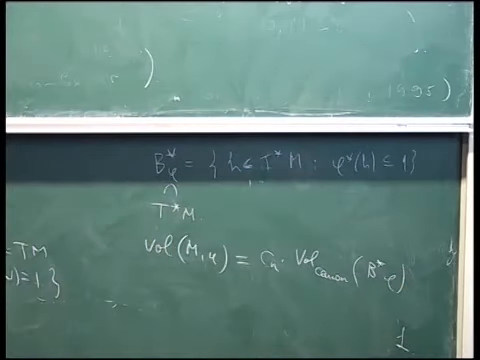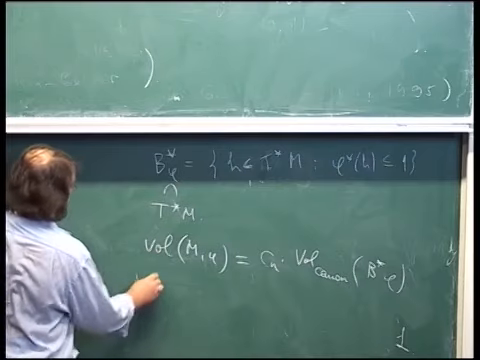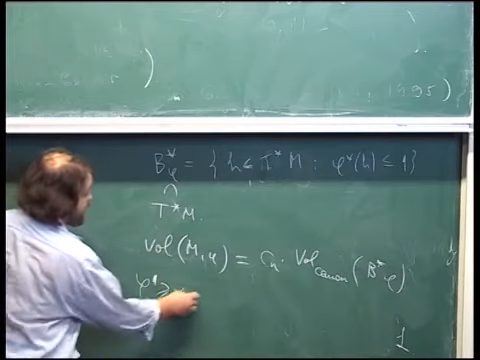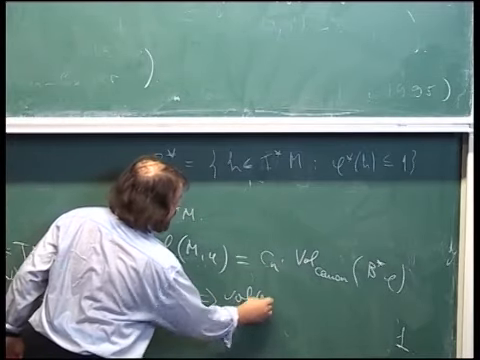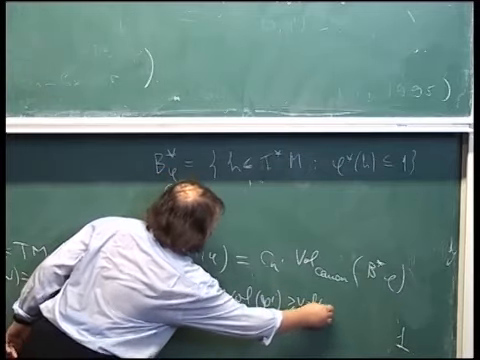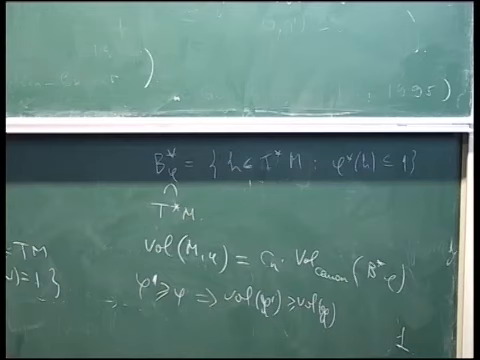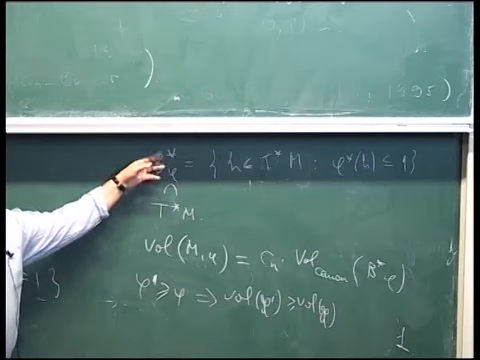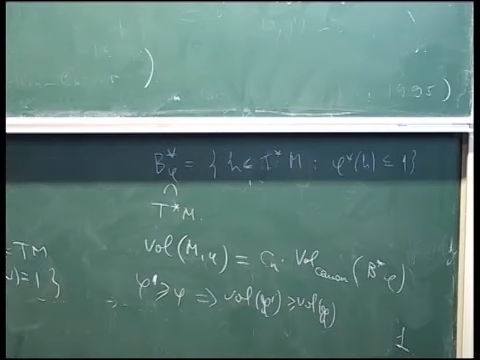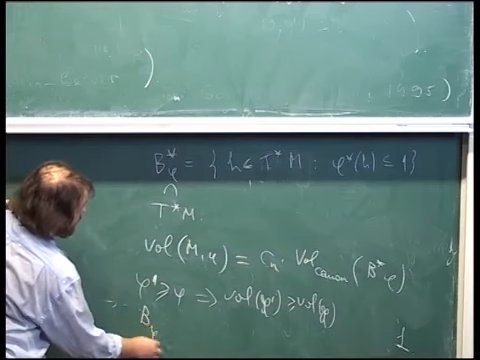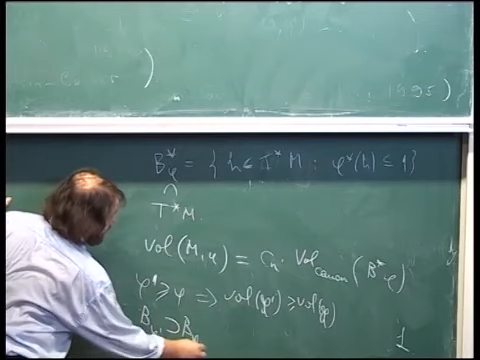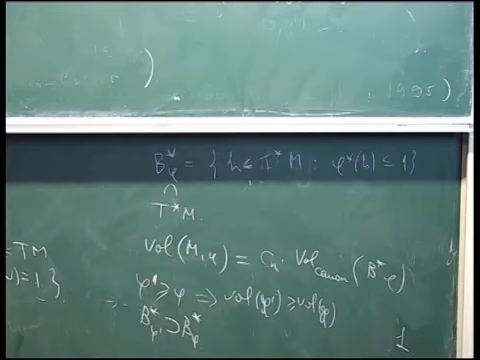Why is it a good definition? Well, first of all, it's monotonic with respect to the metric. If phi prime is greater than phi pointwise, then the volume of phi prime is greater than the volume of phi. So it's geometric. This is because of the inclusion: when you enlarge the norm, the dual norm shrinks, and so the balls grow. So in this case, B phi prime contains B phi star. So it's natural from a geometric point of view.